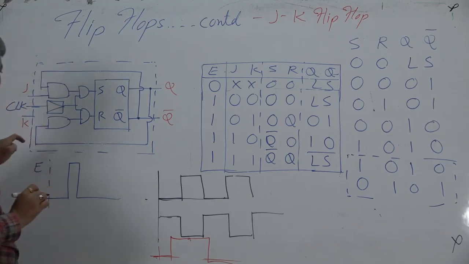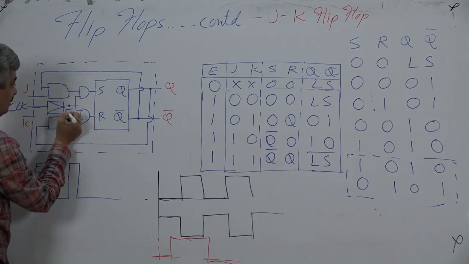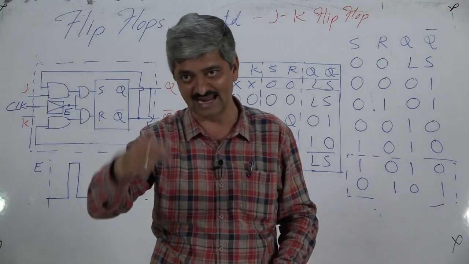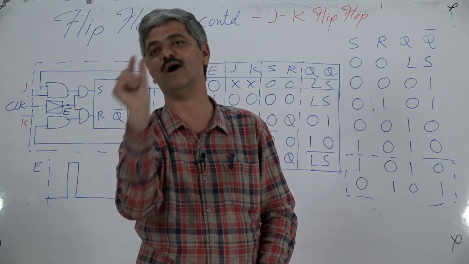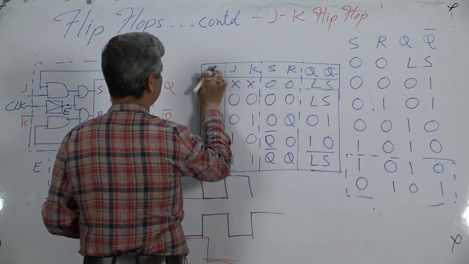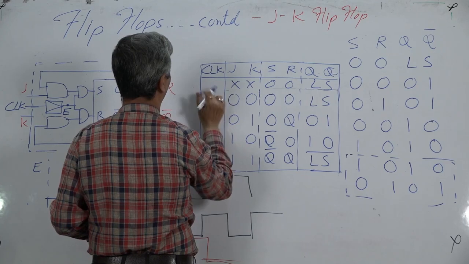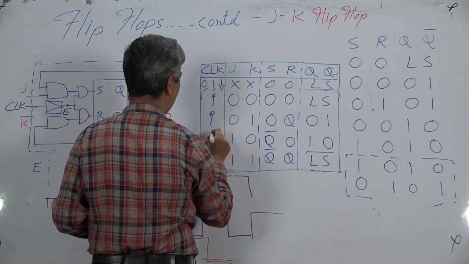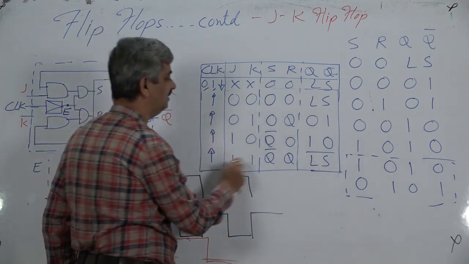So, what will this clock circuit block do? The clock circuit block will give this output, this is your E. When there is a rising edge of the clock, E becomes 1 only for a 10 nanosecond period. So, instead of E, I can write clock. If clock is 0, or if clock is 1, no use. If clock is down, no use. At the time of the rising edge of the clock, inputs are sampled and toggling takes place.